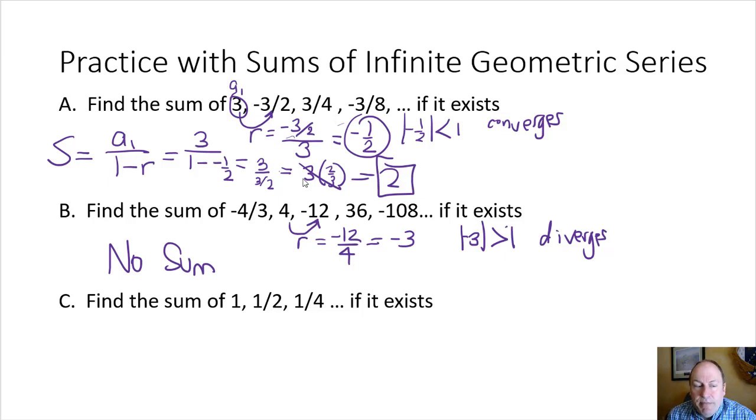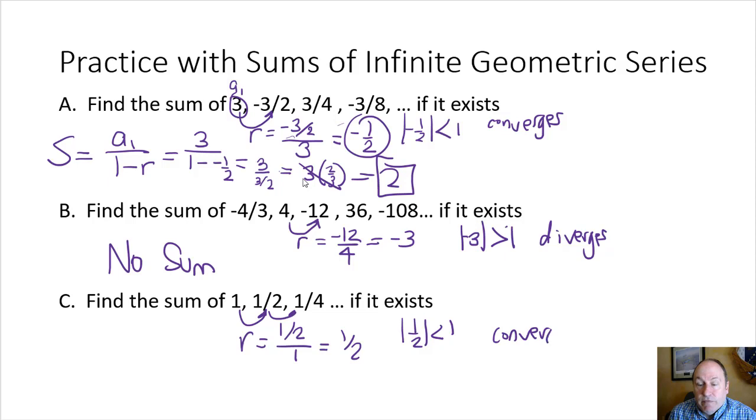Let's look at the final example here. We've got the sum of 1, 1/2, 1/4, and so on. Let's look at the common ratio, r, and that's going to be 1/2 divided by 1, which is 1/2. Each time this is being multiplied by 1/2. Absolute value of 1/2 is definitely less than 1, so it's convergent. It is converging, and so it's definitely going to have a sum.